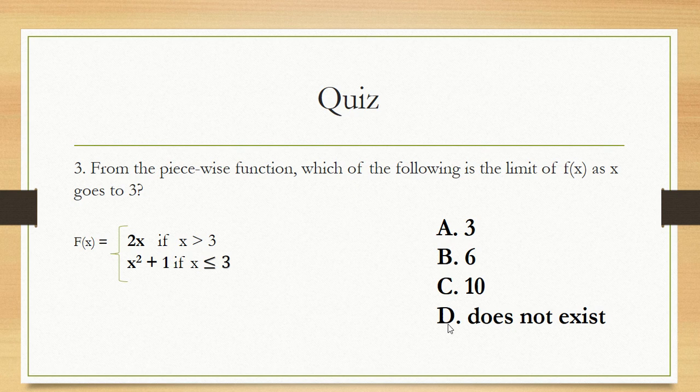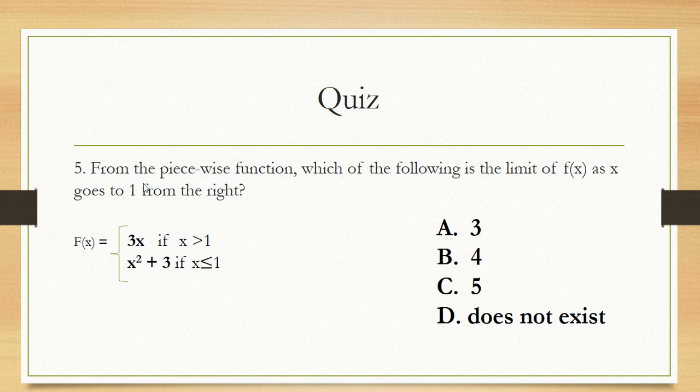That is letter D. And number 4, from the piecewise function, what is the limit of f of x as x goes to 1 from the left? So from the left, nakaspecify siya talaga ito. That means if x is 1, 1 plus 3, that is 4. The answer is letter B.